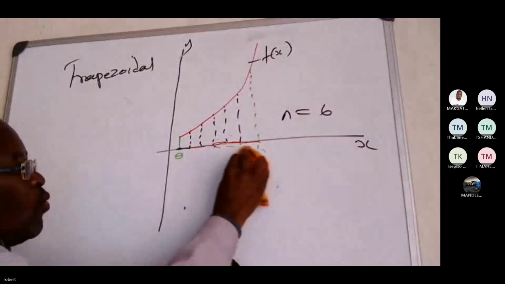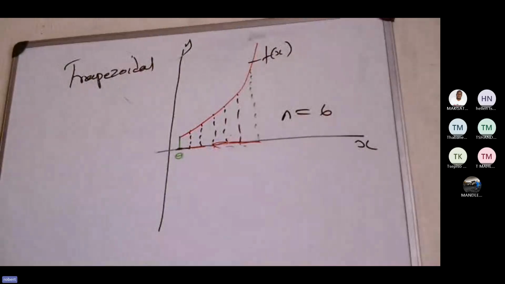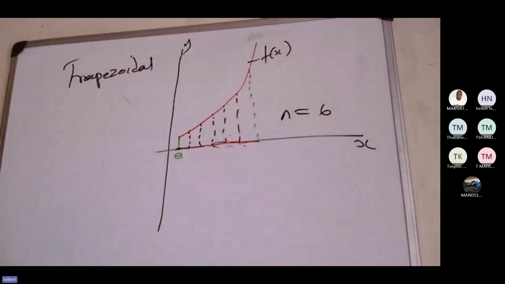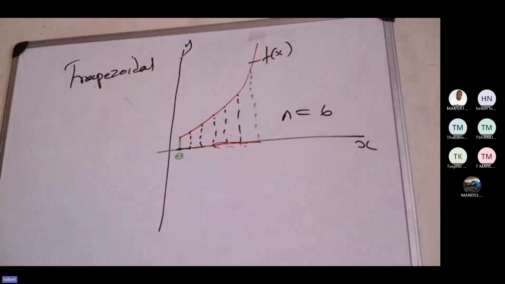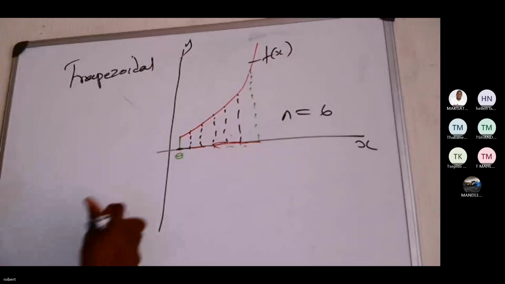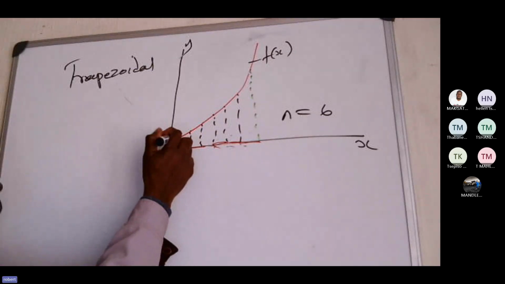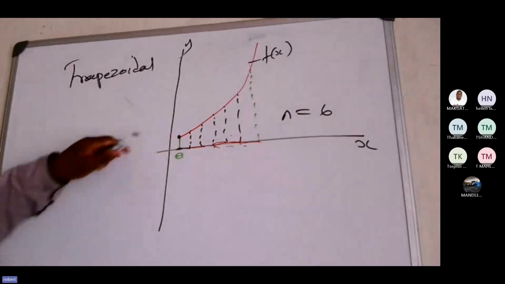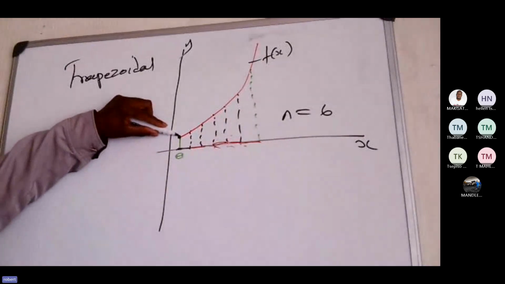Now, what we are going to do with the approximation is trapezoidal. Then you draw a straight line joining this and the last point. But don't forget, if this is A, then what will be Y here? If this is A, then what is Y here? Surely you know the answer, eh?